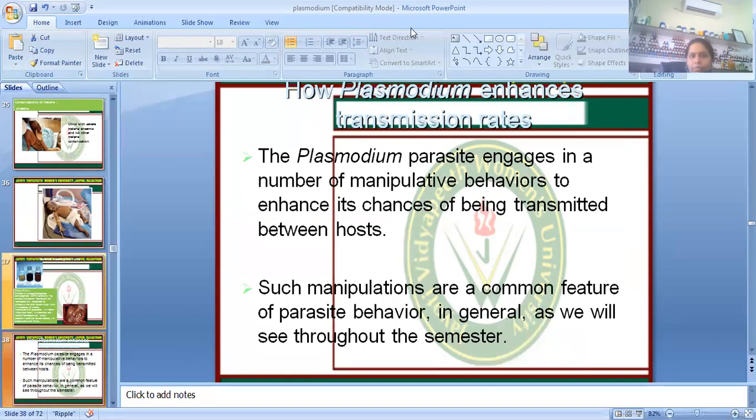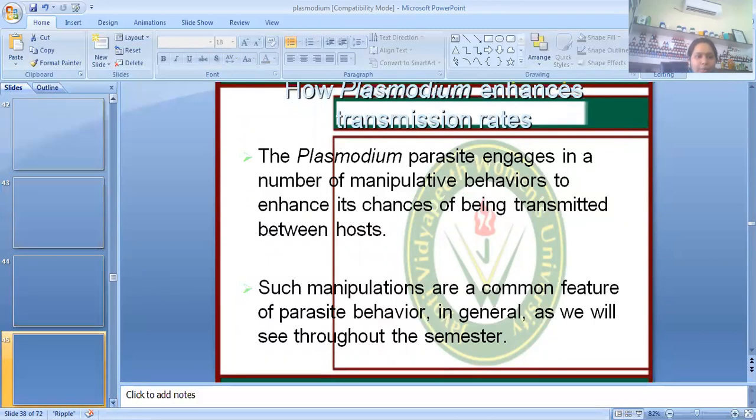How Plasmodium enhances the transmission rate. The Plasmodium parasite engages in a number of manipulative behaviors which enhance its chances of being transmitted between hosts. Some manipulations are a common feature of parasite behavior in general, as we will see throughout the semester.